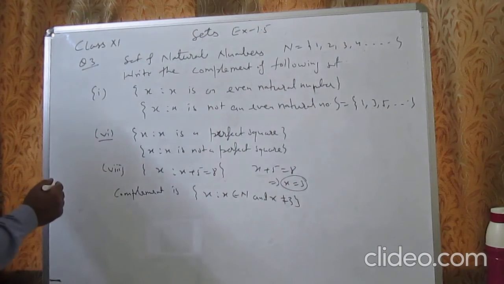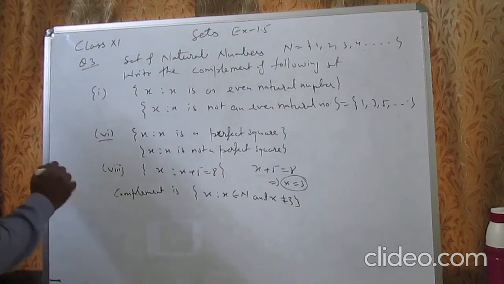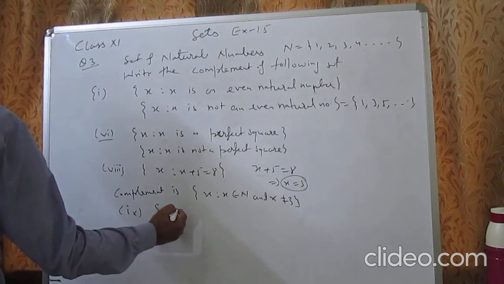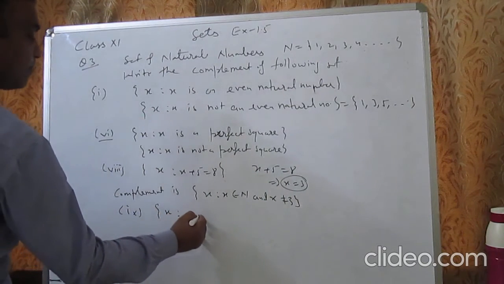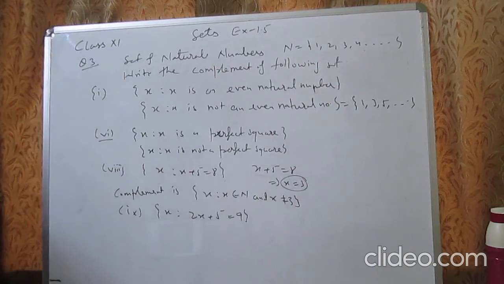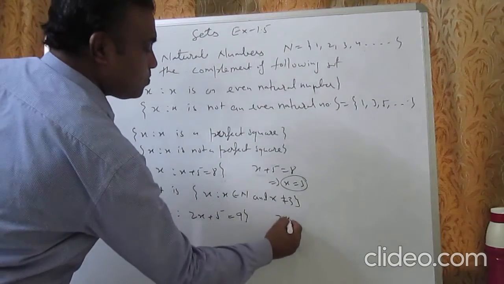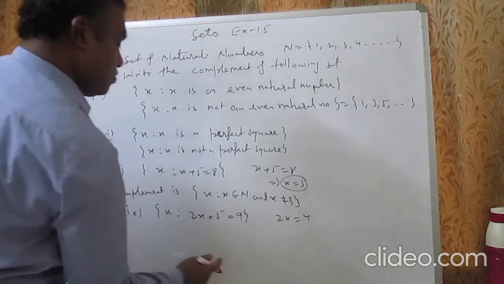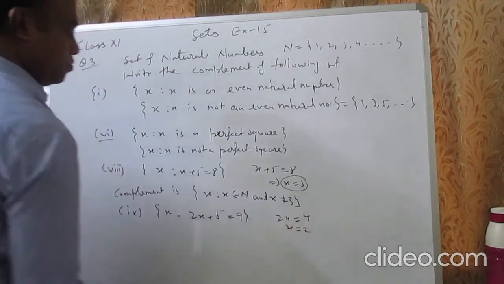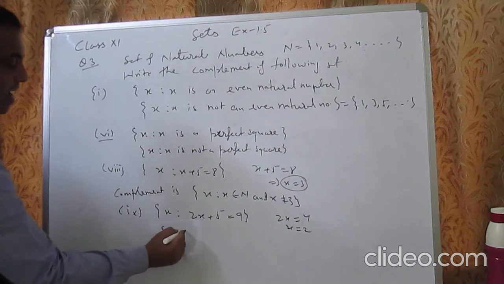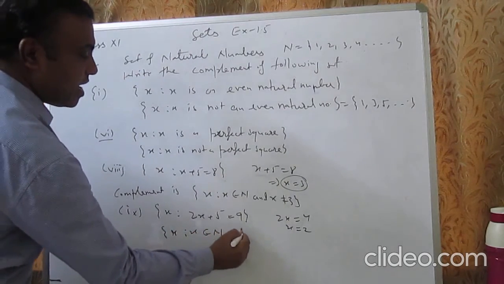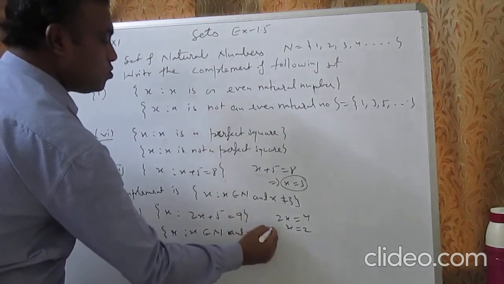One more of this type I will take. Ninth part: x such that 2x plus 5 is equal to 9. What is the complement of this? 2x plus 5 is equal to 9, so 5 goes to the other side, 2x is equal to 4, x is equal to 2. So what will its complement be? x such that x belongs to N and x is not equal to 2.